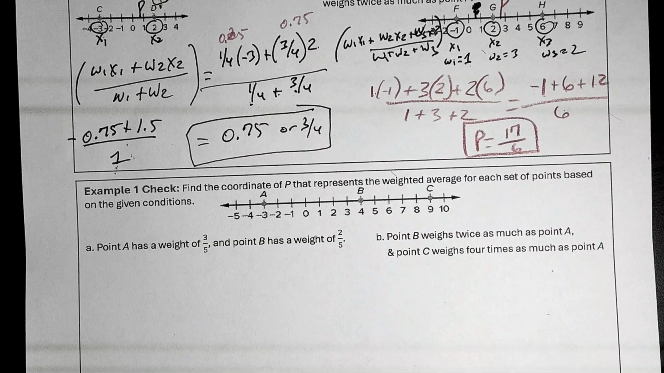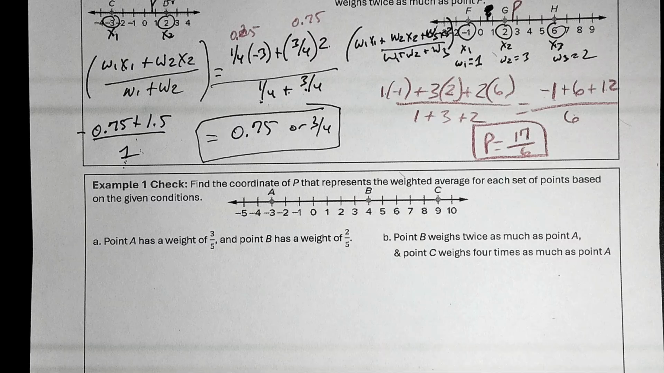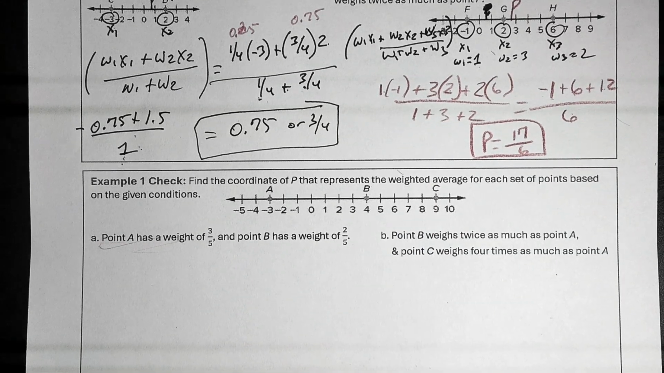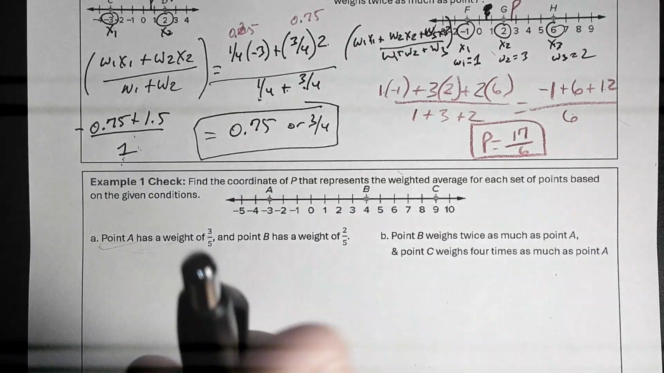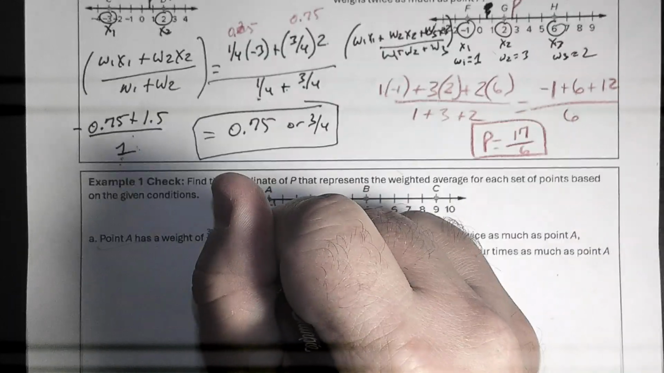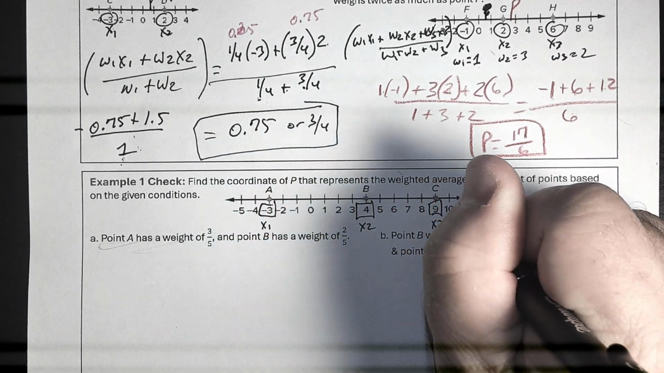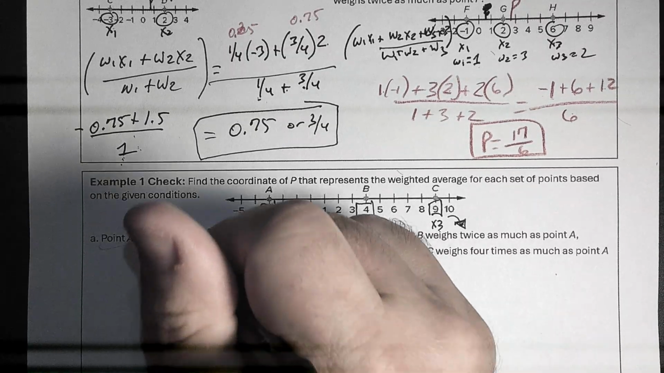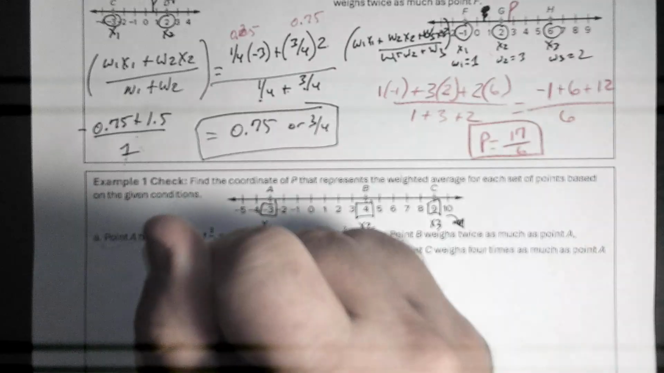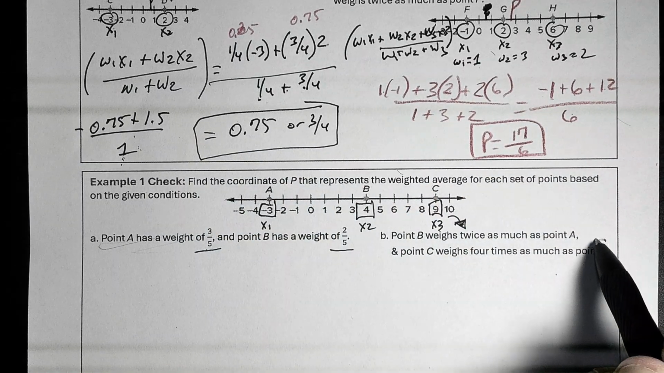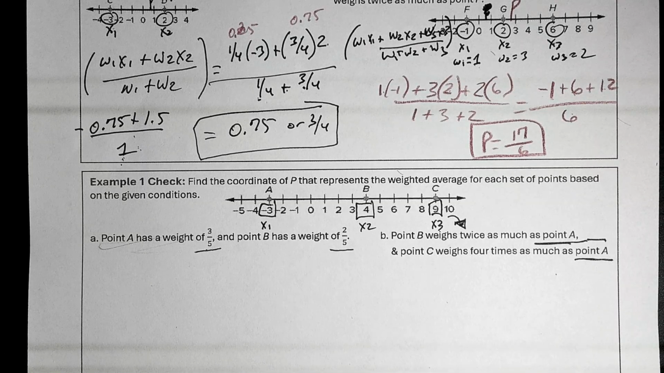Alright, down below. So example 1 check, find the coordinate of P, represents the weighted average of points. So you have the number line. A and B go with this side. C goes with this. I will help you by showing you that A is going to be your x sub 1, B your x sub 2, C is your x sub 3, but it only goes with this problem. These go with this. So if that's your x1, that's your w1. If that's your x2, that's your w2. And then over here, notice A is the little guy. So there's your hints.